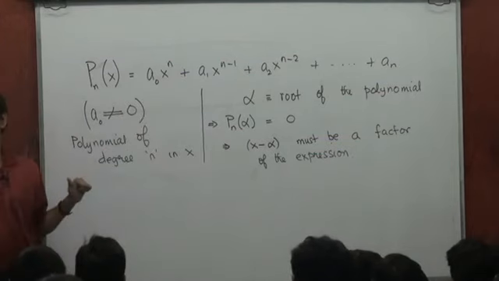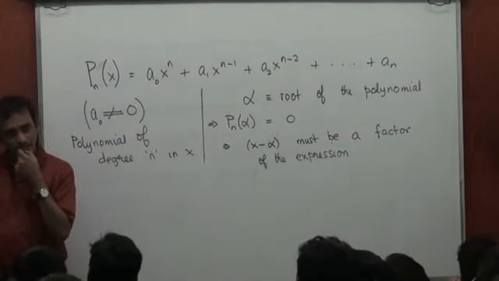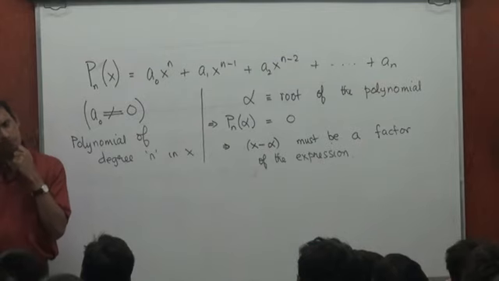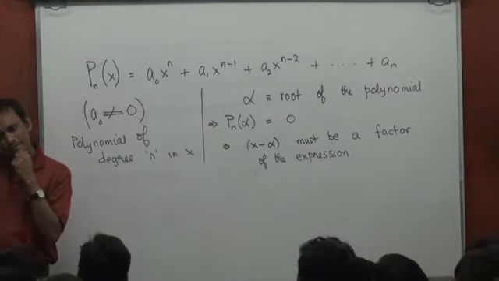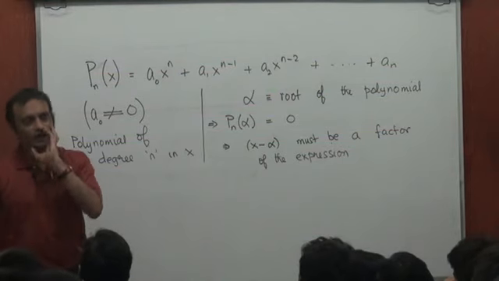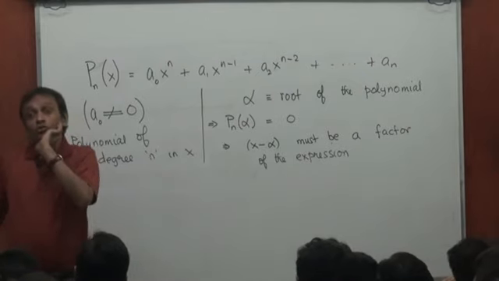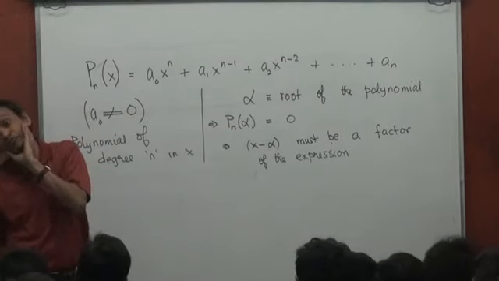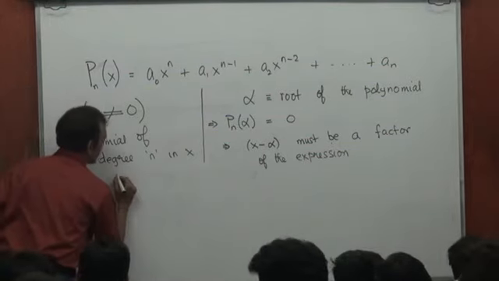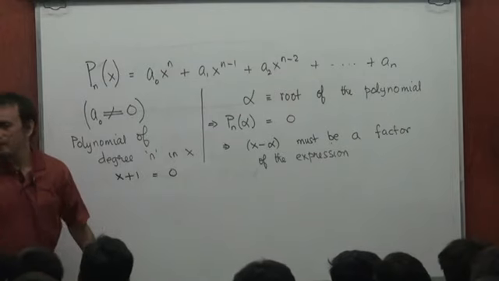What's an equation? An equation is a statement true for finite or infinite values of x, but not indiscriminately all values of x. For example, if I said x plus 1 equal to 0, this is an equation true for one value of x, which is minus 1, right?